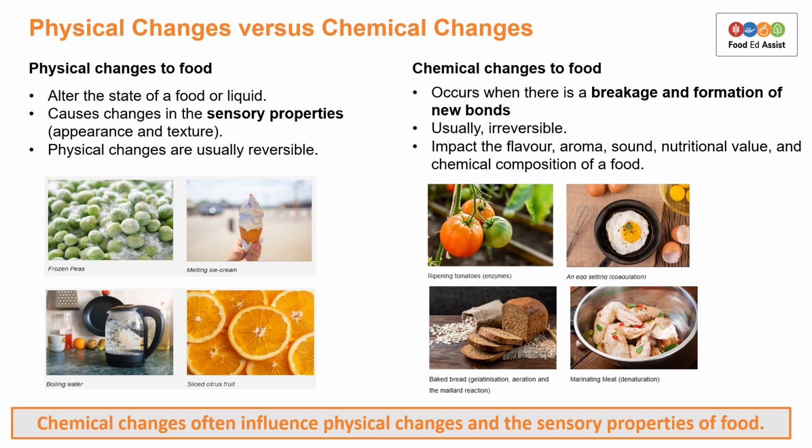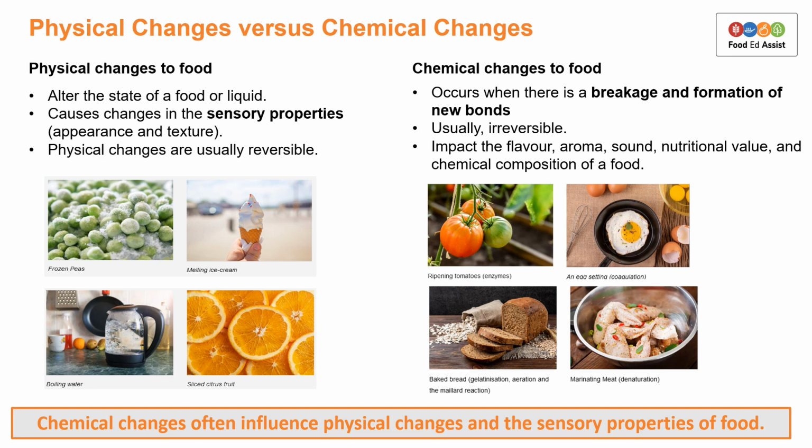You'll also need to understand the physical and chemical changes that occur to food during preparation and cooking. Physical changes are anything that alters the state of a food or a liquid. They can cause changes in the sensory properties of appearance and texture. Physical changes are usually reversible. So in the picture you can see here we have frozen peas. They're frozen, they've gone hard, and they're cold. However, they can be defrosted and they can be frozen again, and the same with the melting ice cream.